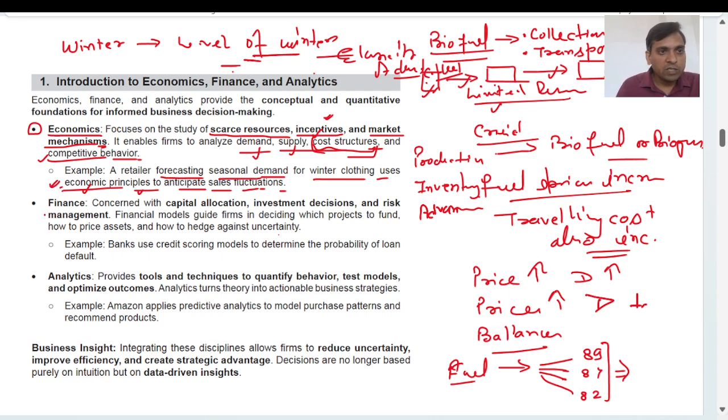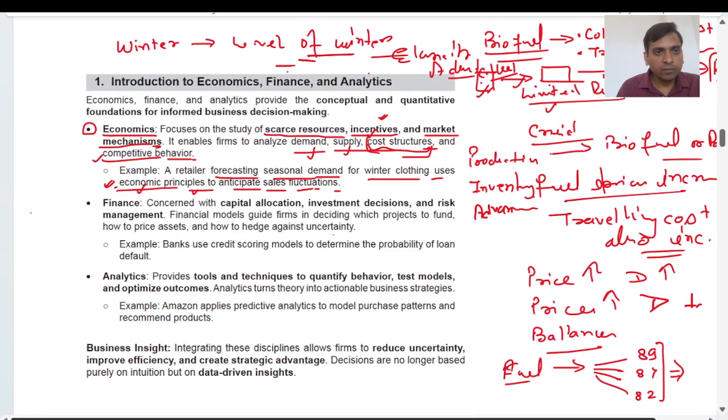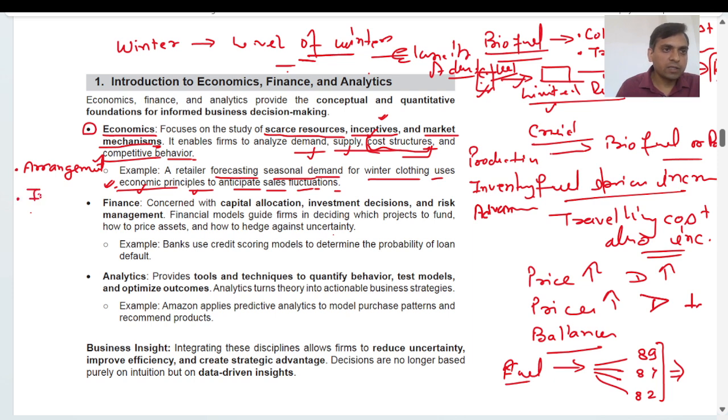Now the second point is finance. In finance, basically two terms. First term is called arrangement of fund and second term is called investment of fund. So first point is arrangement and second point is investment of funds. And in this one more is considered, this is the risk management.